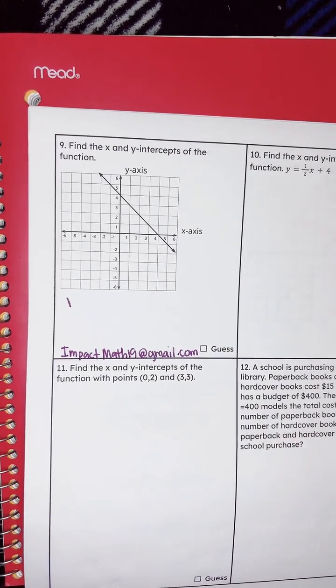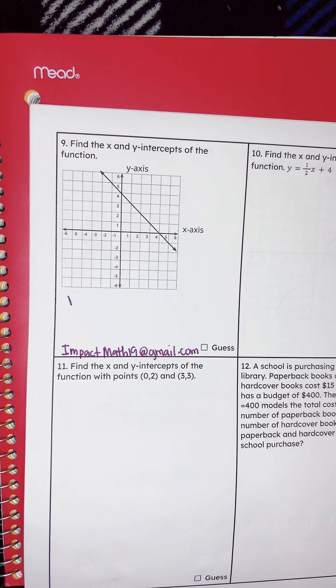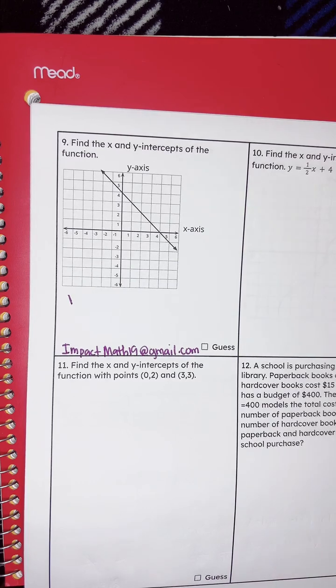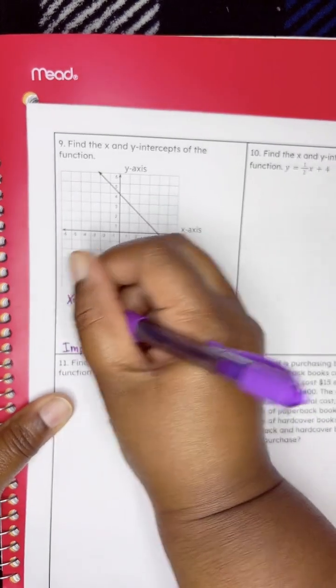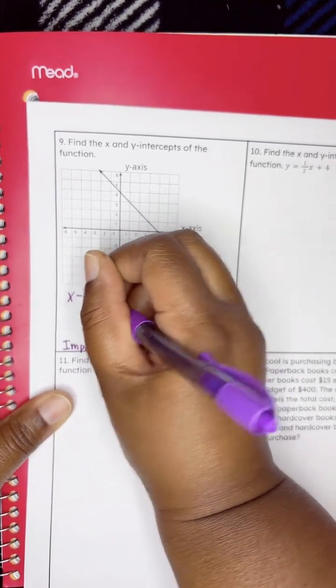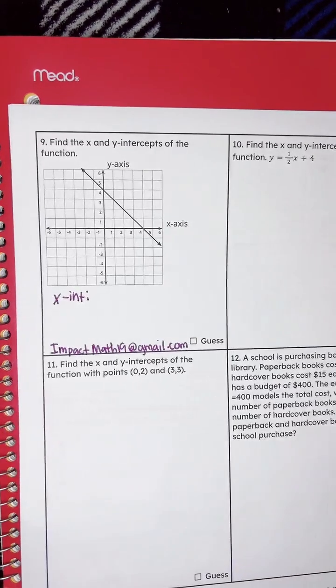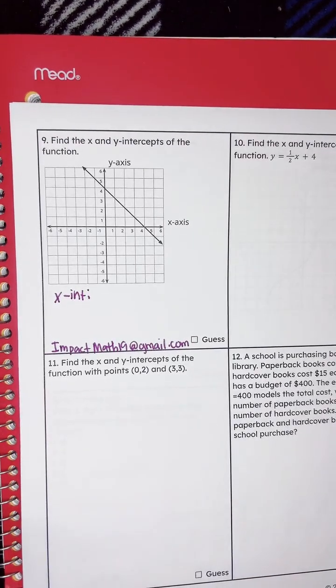Good. So Perez Smith said 4 or 5. Okay, so which one is which though? I got you. Don't let it stress you out. Come get that help. So what's the x-intercept? Let's just focus on the x-intercept. So where does it cross the x-axis?